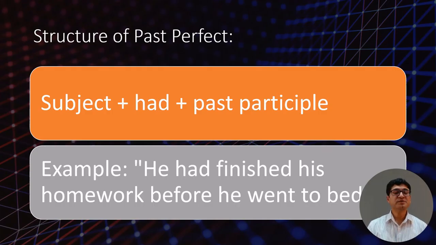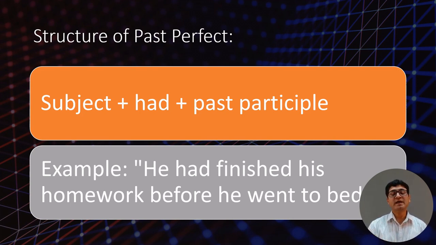Let's now talk about the structure of past perfect tense. In past perfect tense, subject comes in the beginning, then had, and then past participle, which is the third form of a verb. Now let's look at this example. He had finished his homework before he went to bed. So he is subject, then had, then finished is the past participle of finish. So this is how the structure of this verb will be.